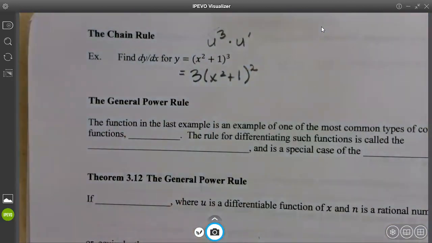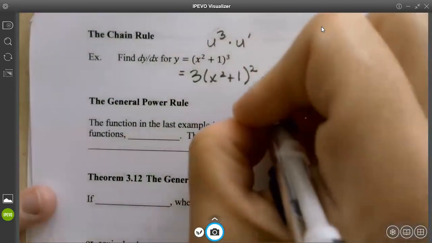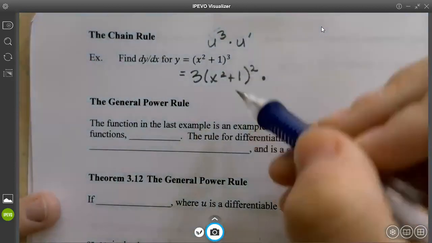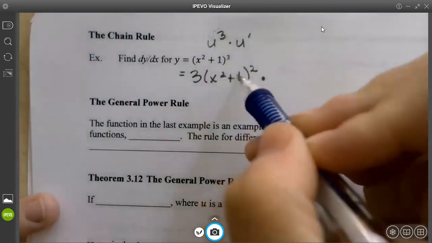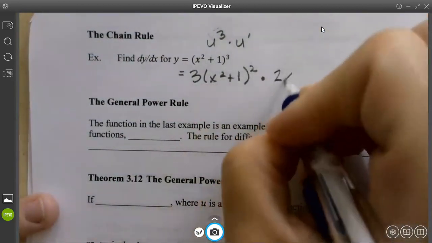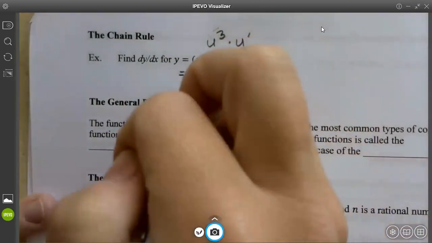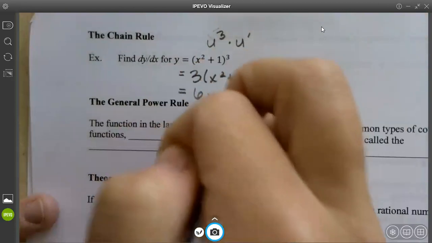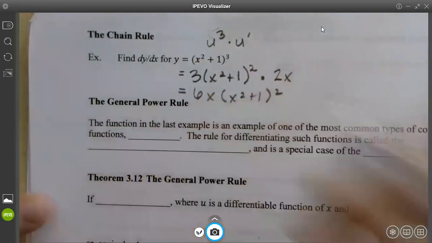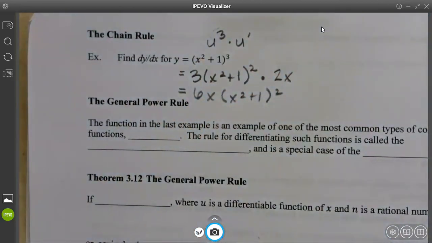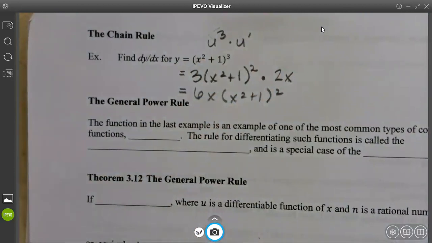And then what would your new power be? Everybody good? So same thing. That set of parentheses, bring down your 3 to the 1 less power, but then you're going to multiply it by the derivative of the inside. What's the derivative of x squared plus 1? So clean it up. What's 3 times 2x? Times x squared plus 1 squared. That's it. Any questions?